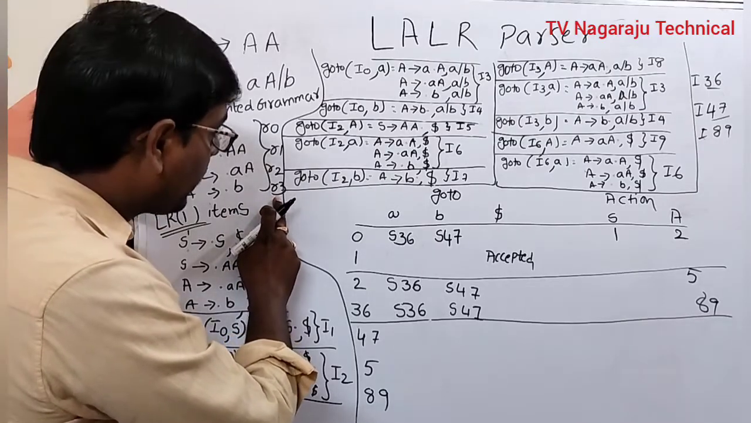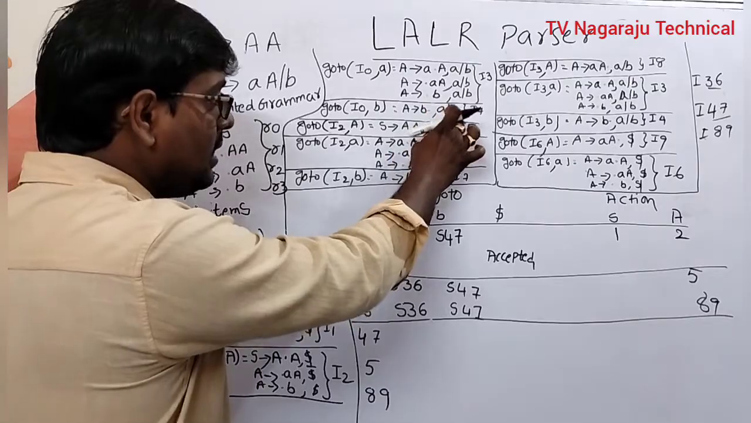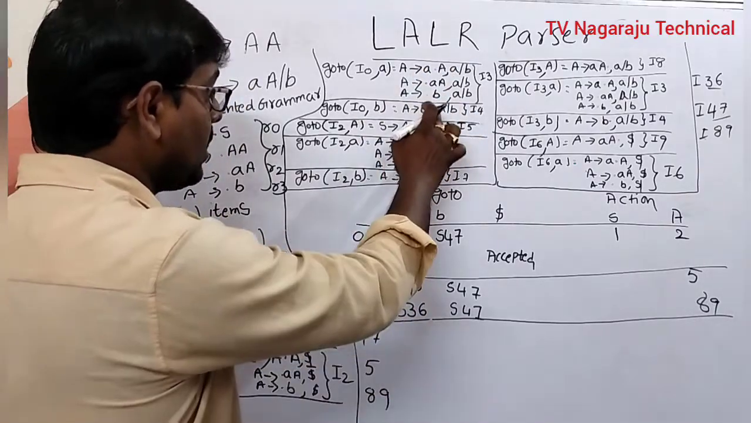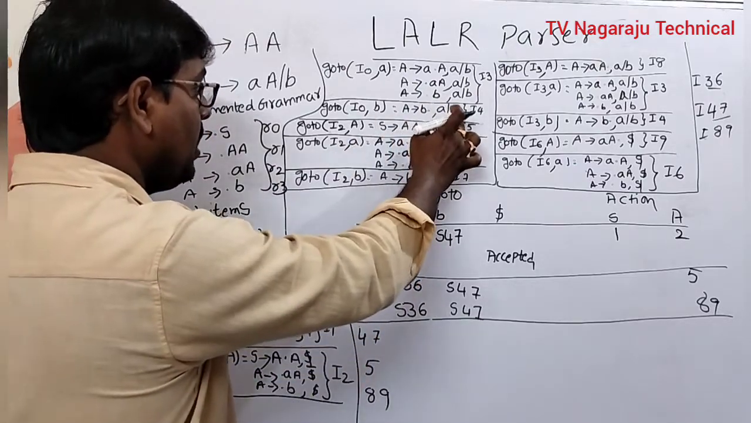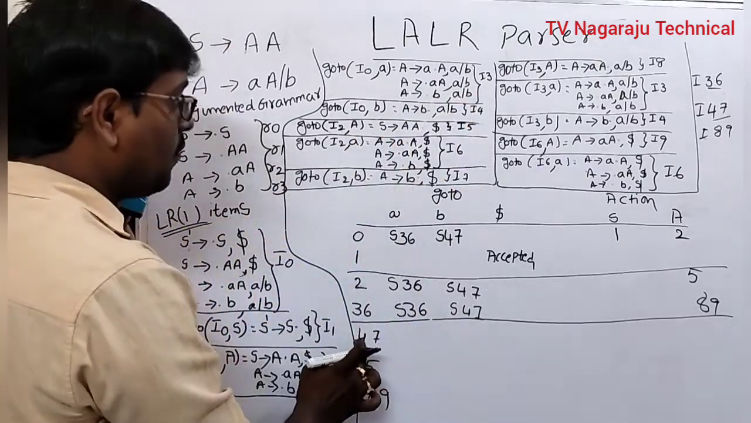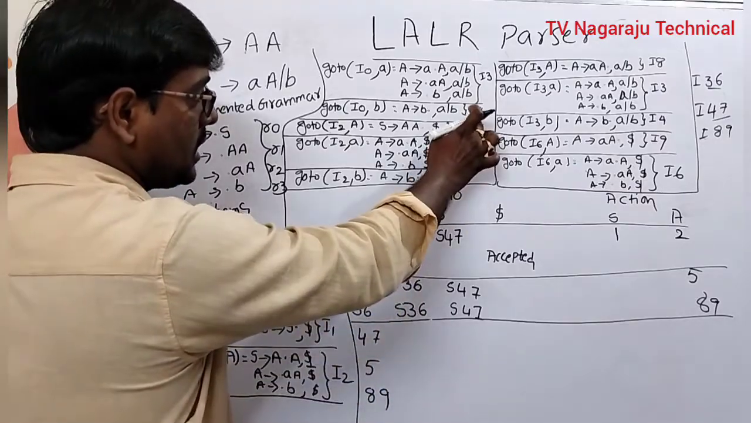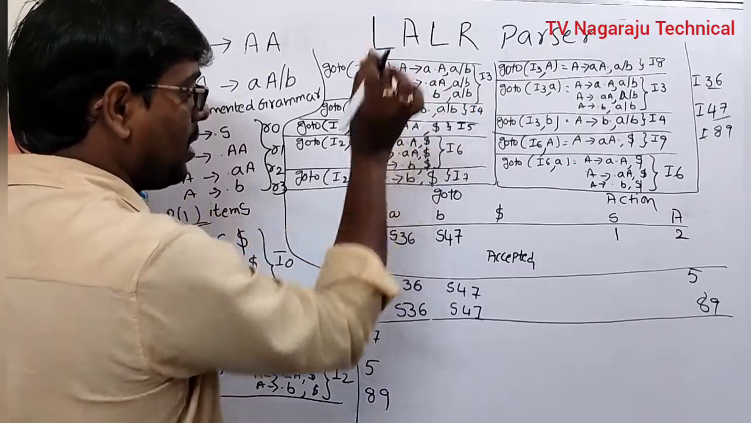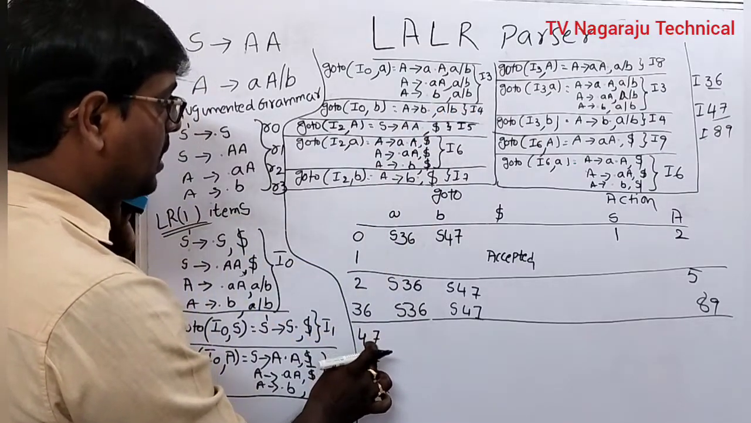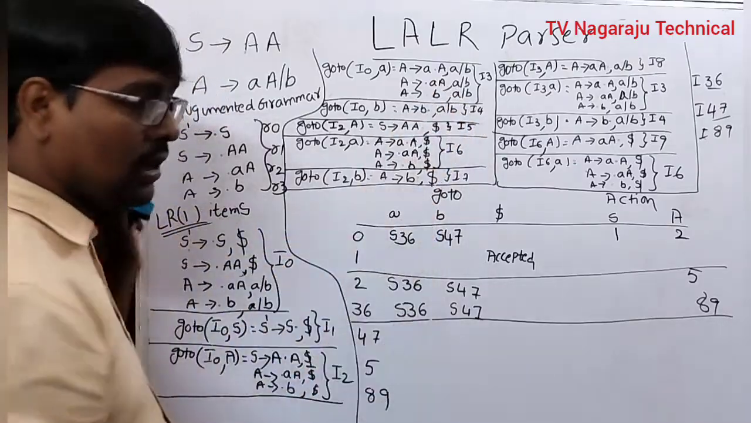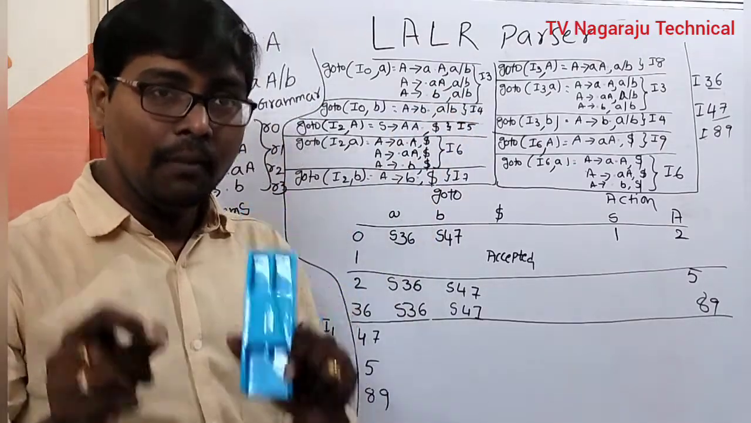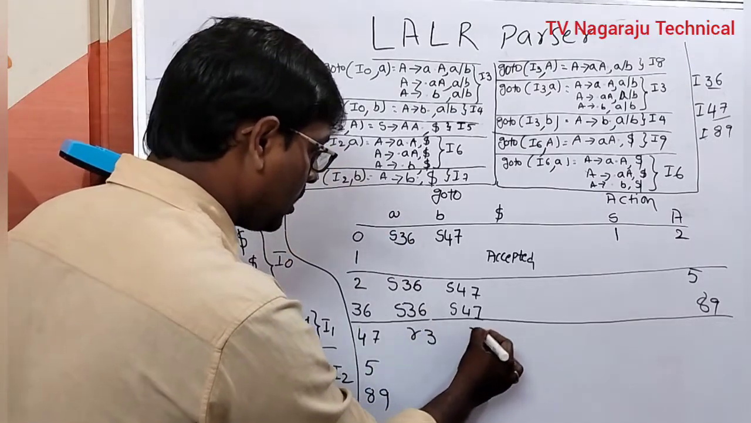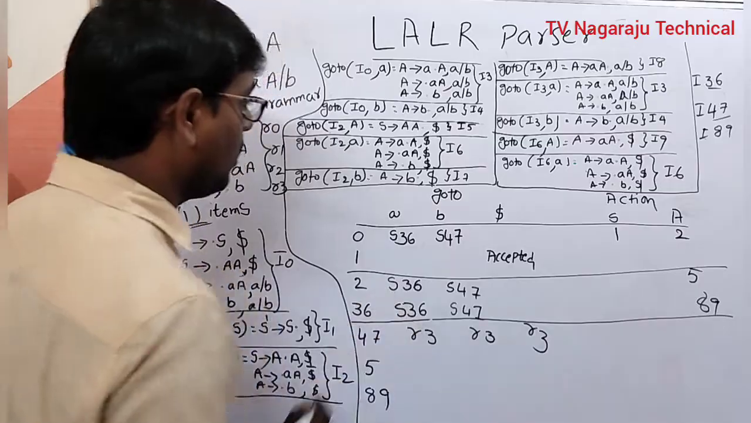Now you have to write down R3 in the lookahead symbols. On state 4, what is the state number? State number is 4. The lookahead symbols are a comma b, and we are merging 4 comma 7. If you merge 4 and 7, the lookaheads are a, b, dollar. This number is R3. So write down R3, R3, R3.